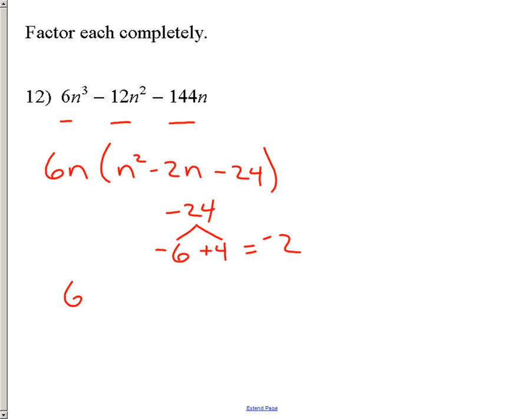So this factors as 6n times n minus 6 times n plus 4. And at that time we are done. We're not solving this. There is no equal to. I'm not going to say that n is 6 and n is negative 4 and n is 0. It's just a factor problem.